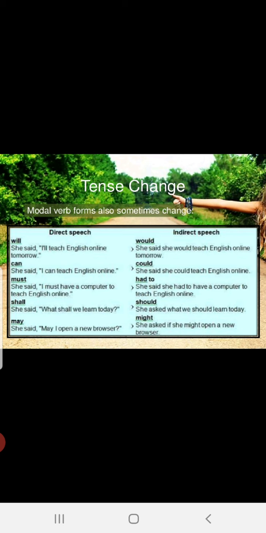Shall will change to should. She said, "What shall we learn today?" Should: She said what we should learn today. May will change to might. She said, "May I open a new browser?" Might. She asked me, okay.